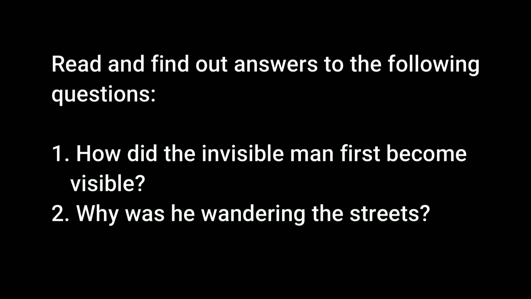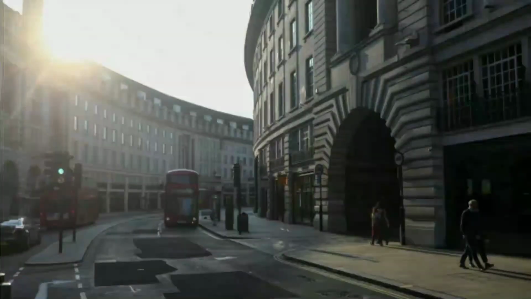How did the invisible man first become visible? Next question. Why was he wandering the streets? Okay, as he had done a crime, he was eager to get away from crowded London. He took a train to the village of Iping. He booked 2 rooms at the local inn.